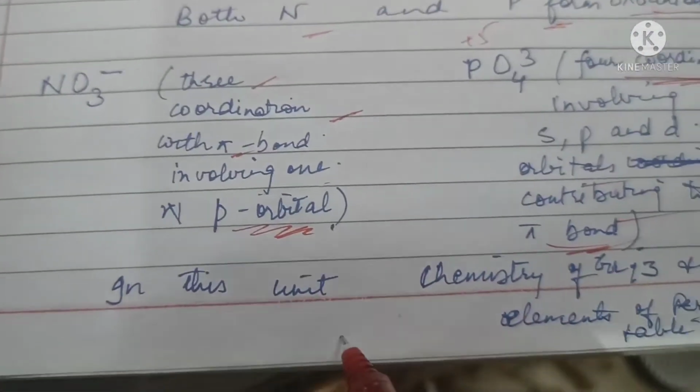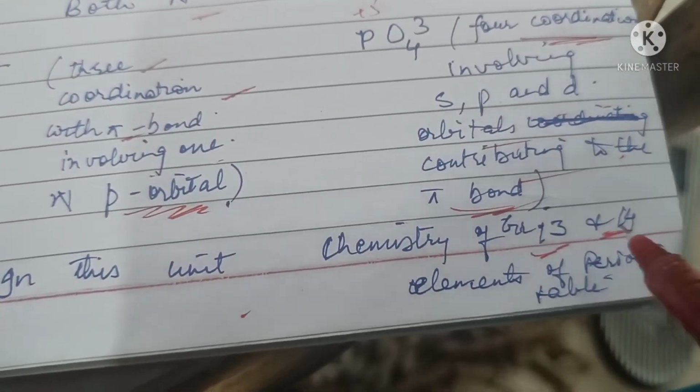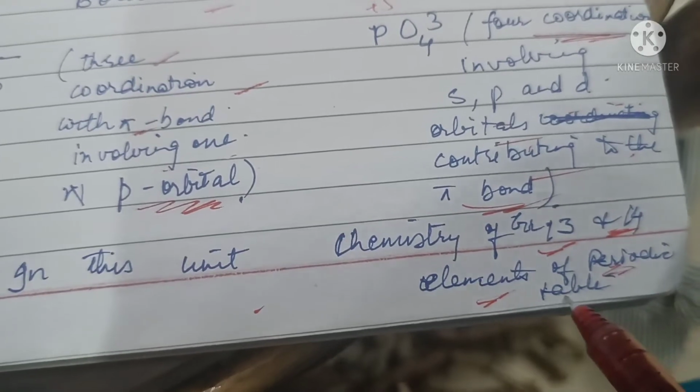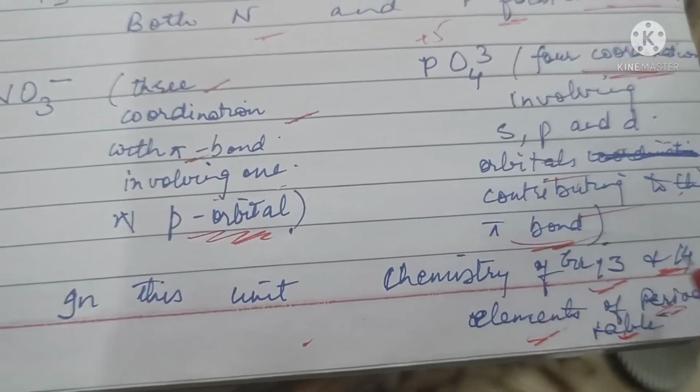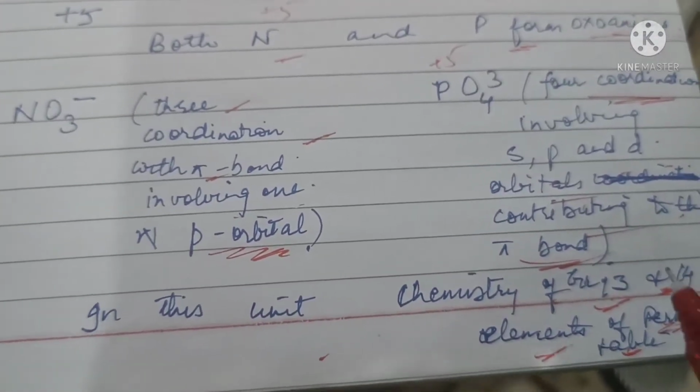So in this unit, we will study the chemistry of group 13 and 14 elements of the periodic table, and the rest of the groups we will take up in the next class, in the plus two class.